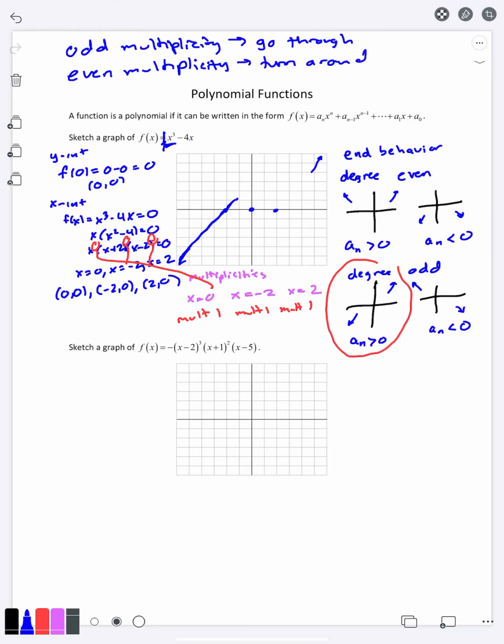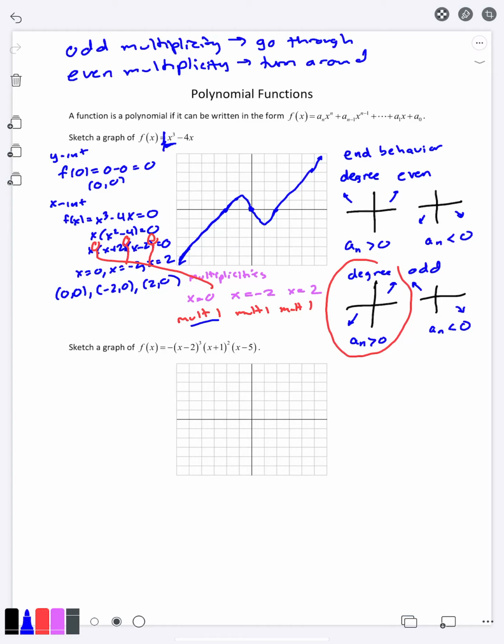However, once I go through, I still have to get to the next x-intercept, so I have to turn around at some point in time. And then at x equal to 0, again I have an odd multiplicity, I go through. At some point in time, I have to come back to the last x-intercept. The multiplicity is odd again, so I go through. And this is going to be my rough graph. This is what we're dealing with here.